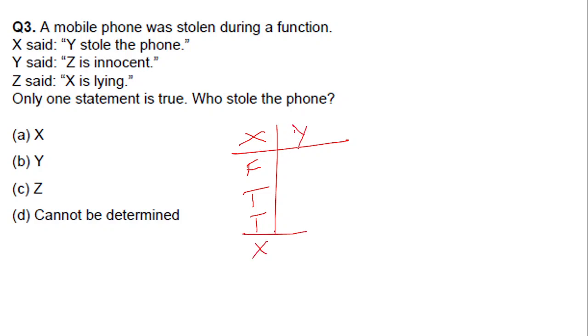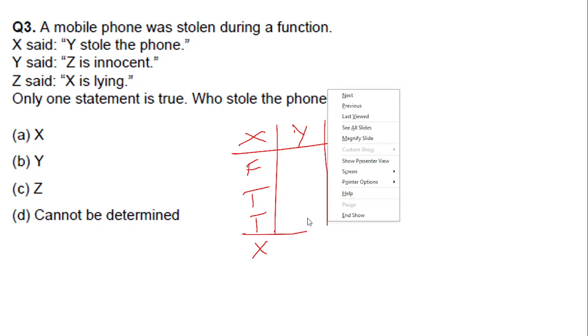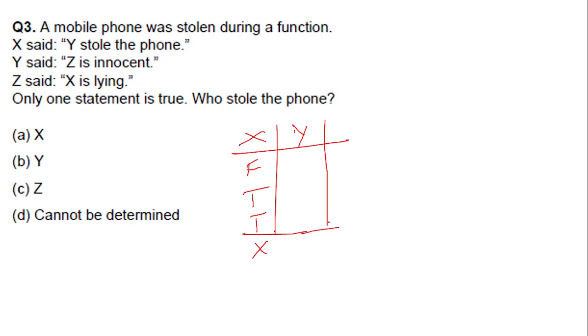Next we will assume Y is the thief. X said Y stole the phone. True. Y said Z innocent. True. Z said X is lying. False, because X has told the correct thing that Y stole the phone. That is our assumption, Y is the thief. So here also two true statements not possible.